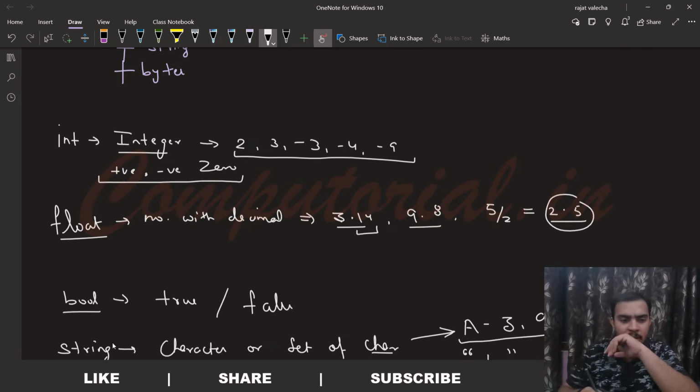We will discuss this data type in more detail in a special video, a special chapter, that is the strings chapter. For this one we have an entire chapter.